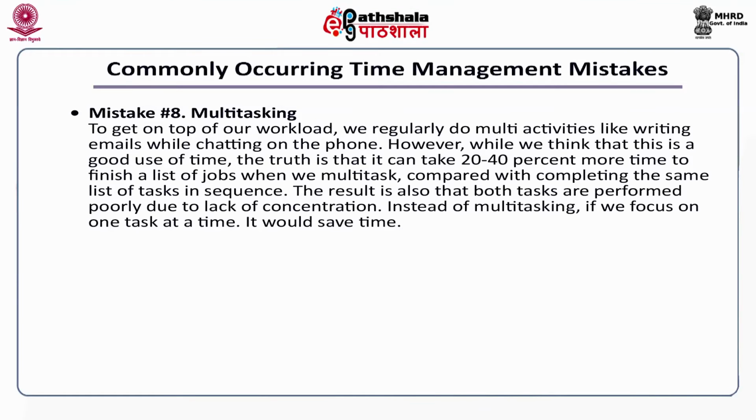To get on top of our workload, we regularly do multiple activities, like writing emails while chatting on the phone. However, while we think that this is a good use of time, the truth is that it can take 20 to 40% more time to finish a list of jobs when we multitask, compared to completing the same list of tasks in sequence. The result is that both tasks are performed poorly due to lack of concentration. If we focus on one task at a time, it would save time.